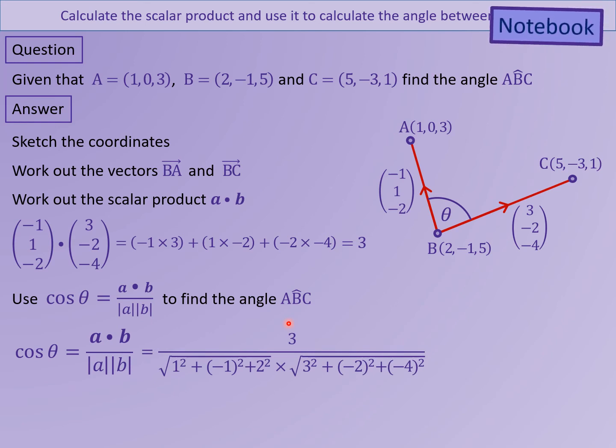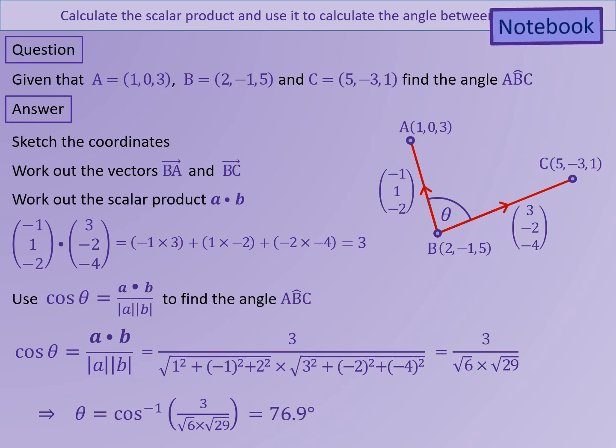So here we have A dot B is 3 on the top. The magnitude of A is the square root of 1 squared plus minus 1 squared plus 2 squared, and the magnitude of B is the square root of 3 squared plus minus 2 squared plus minus 4 squared. This simplifies down to 3 over root 6 root 29. If we find inverse cos of that, we will get the angle 76.9. So that is the angle between A and B.